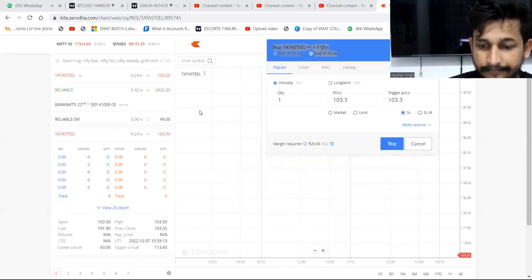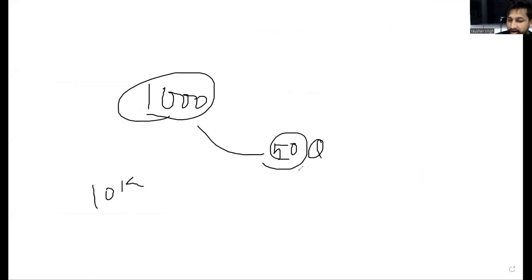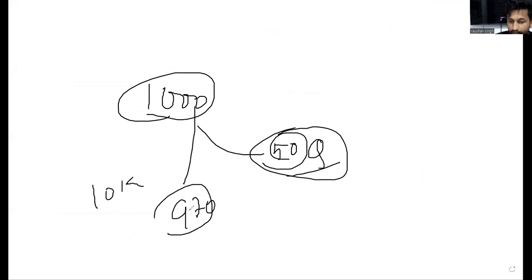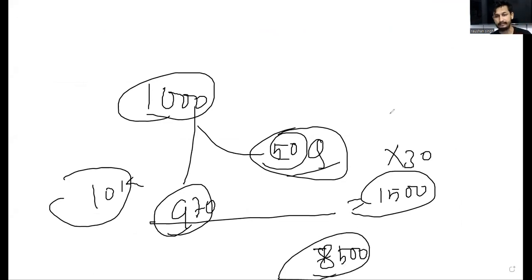If you are buying at 1,000 rupees, let's say you invested 10,000, you got 50 quantity for intraday. How did we get 50 quantity? I won't be really explaining this. And it has come down to, let's say, 970. Total loss is 30 per share, so 1,500. Means out of 10,000 invested, you have lost 1,500. You will be getting back 8,500. So that's what it means.